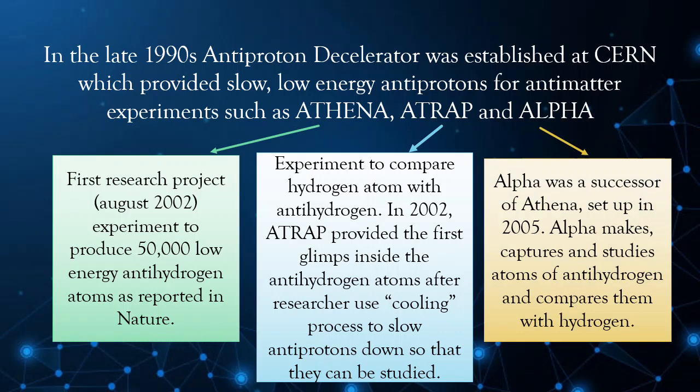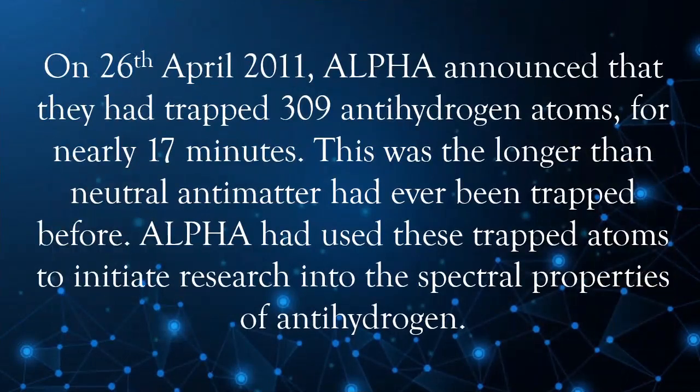ALPHA was a successor of ATHENA, set up in 2005. ALPHA mixed, captured and studied atoms of antihydrogen and compared them with hydrogen. On 26 April 2011, ALPHA announced that they had trapped 309 antihydrogen atoms for nearly 17 minutes. This was longer than neutral antimatter had ever been trapped before. ALPHA used these trapped atoms to initiate research into the spectral properties of antihydrogen, to compare the spectral properties of hydrogen and antihydrogen.